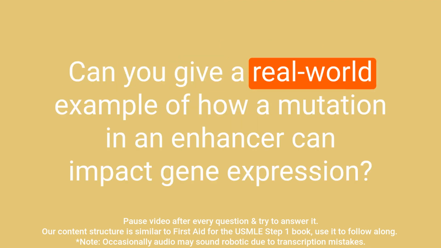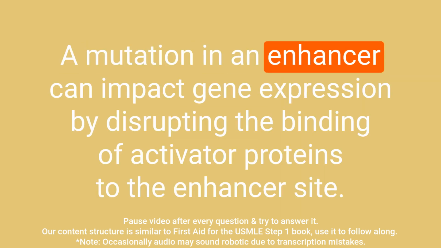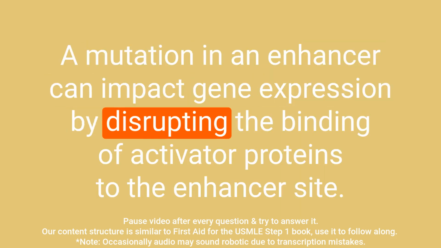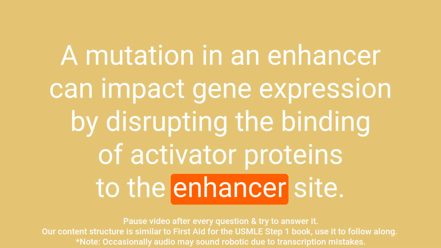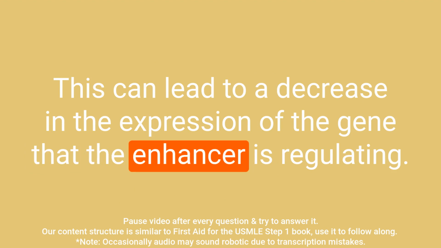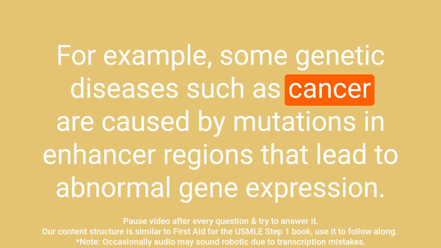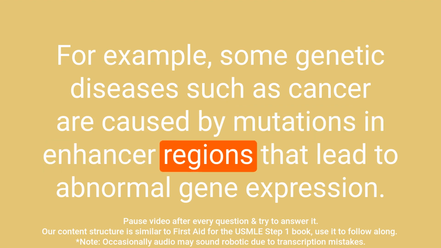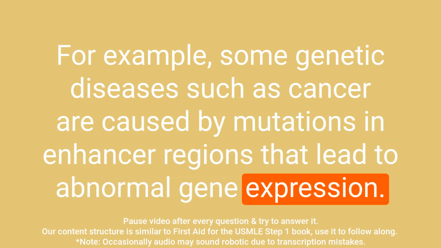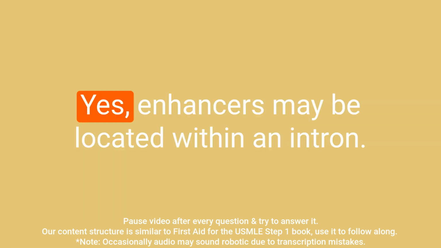Question: can you give a real-world example of how a mutation in an enhancer can impact gene expression? Answer: a mutation in an enhancer can impact gene expression by disrupting the binding of activator proteins to the enhancer site. This can lead to a decrease in the expression of the gene that the enhancer is regulating. For example, some genetic diseases such as cancer are caused by mutations in enhancer regions that lead to abnormal gene expression. Question: can an enhancer be located within an intron? Answer: yes, enhancers may be located within an intron.